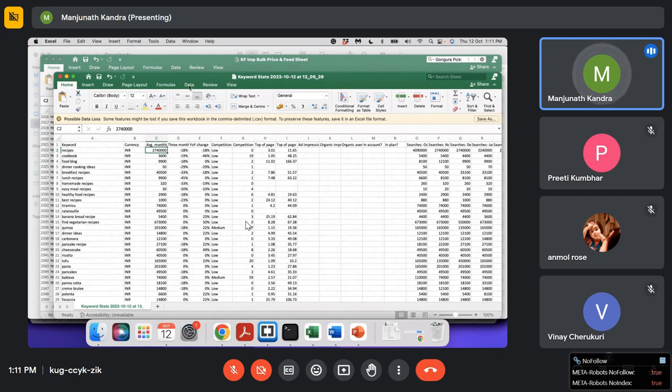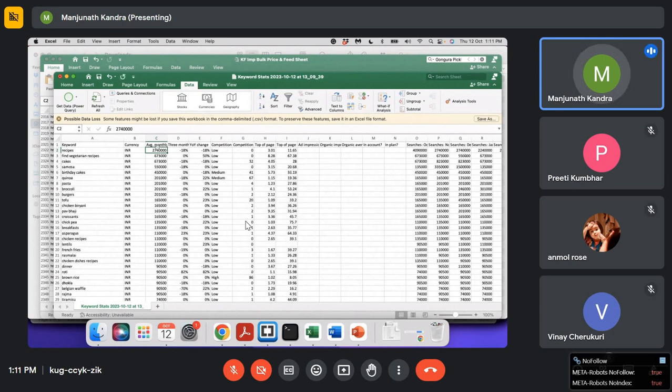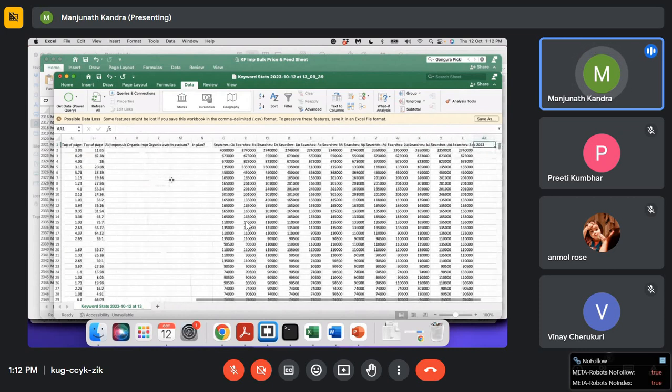Okay, so first thing what I'll do is I'll go to the data and sort it on the basis of the search volume, Z to A, so that the higher search volume keywords come first. Recipes is the highest search volume keyword, which has been searched nearly 2.7 million times. Units: 10, 100, 1000, 10,000, lakh, 10 lakh. Next highest is 673,000 searches every month for find vegetarian recipes. So look at this, you have the recent 12 months of data as well, up to September 2022.